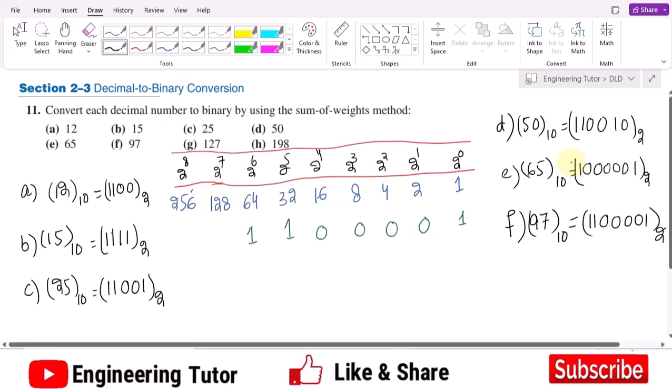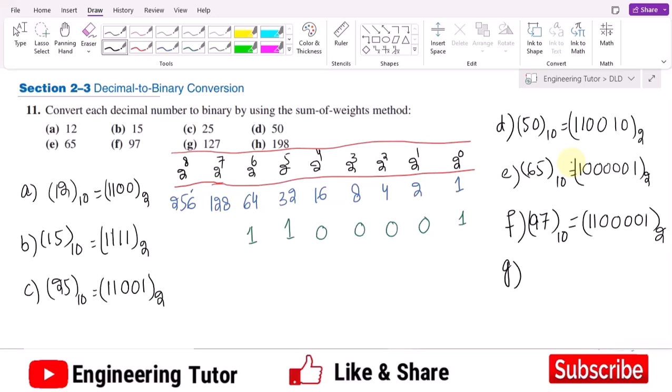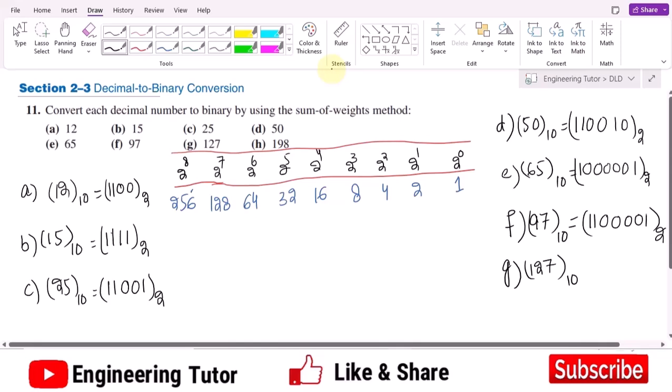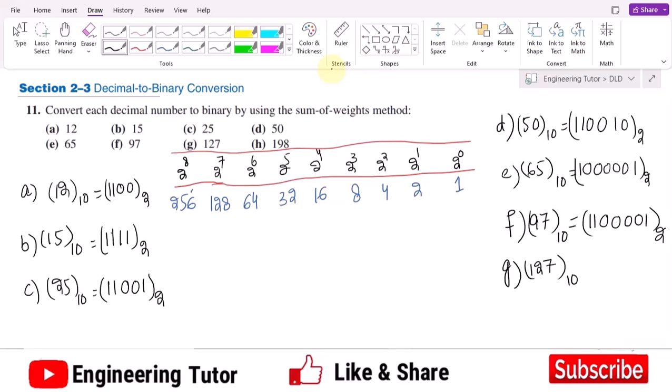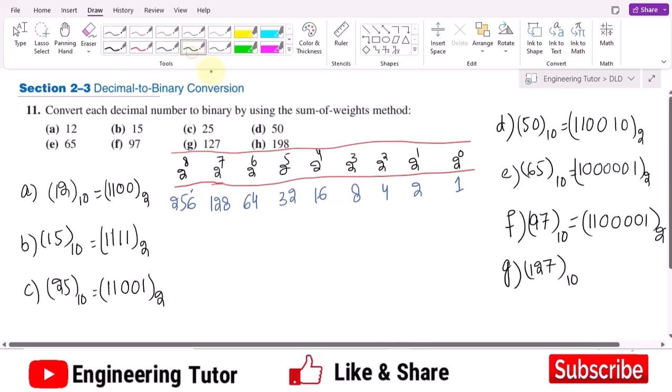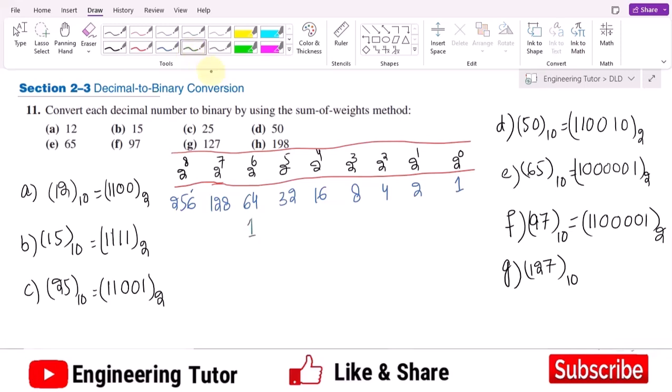Okay, similarly part G. In part G of my question, what is this? That is 127 in decimal. So let me first remove it. For 127 in decimal, what is the highest possible number? That is again 64. So 64 I have got. So 64 plus 32 is how much? That is 96. So 127 minus 96 is 31.